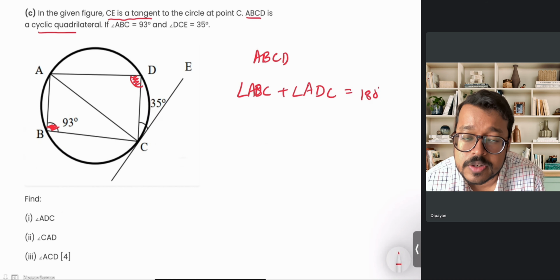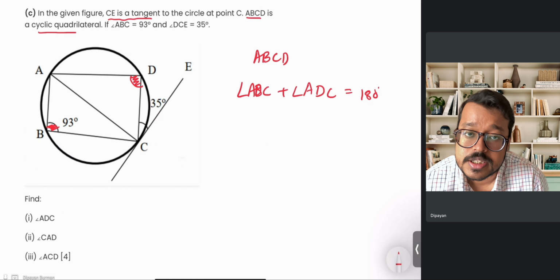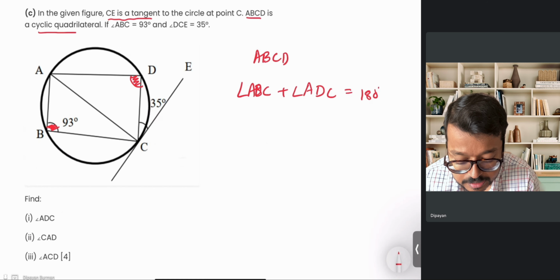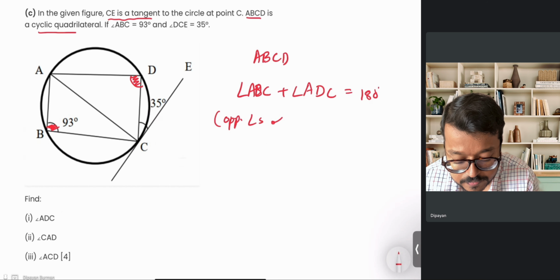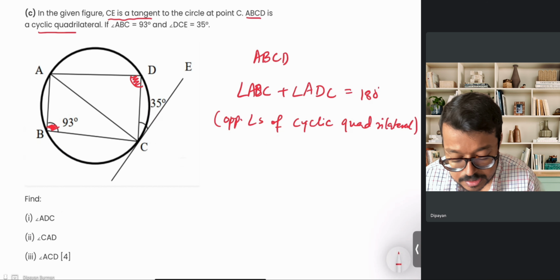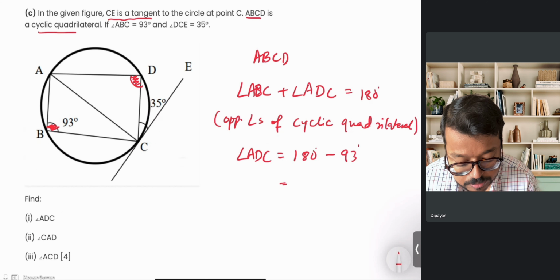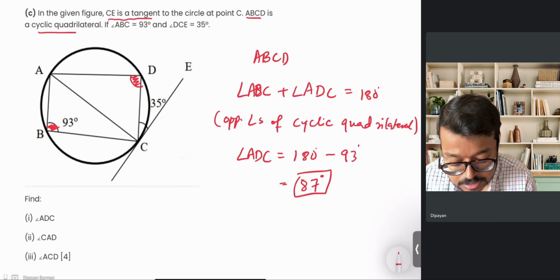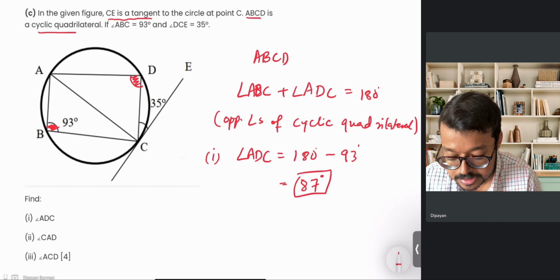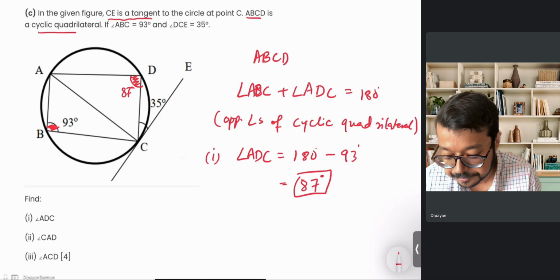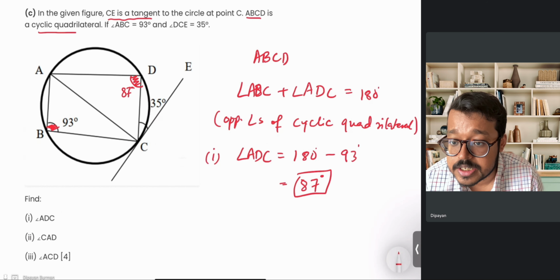So since it's a descriptive question, we have to write the statement along with the reason. So the reason here I'll write opposite angles of cyclic quadrilateral. And then I can find that angle ADC will be equal to 180 minus 93 degree, which is going to be 87 degree. So this is the answer for the first part. Angle ADC is 87 degree. Alright. Next they're asking us to find angle CAD.